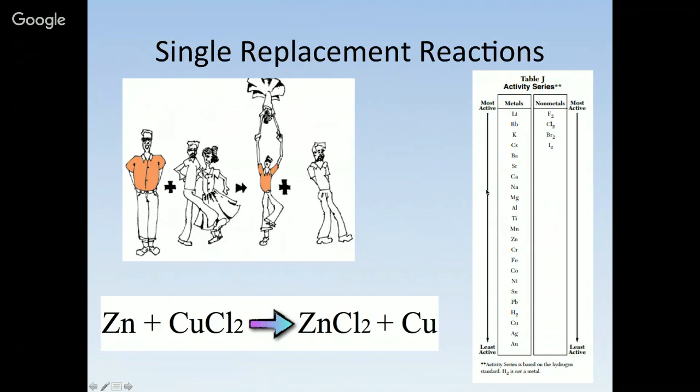So if we take this into more chemical land, we look at this reaction down here. We have zinc reacting with copper(II) chloride, and we're creating a new compound and a new single element. Now, why does this happen? Why is this reaction able to happen? Ponder it for a second.